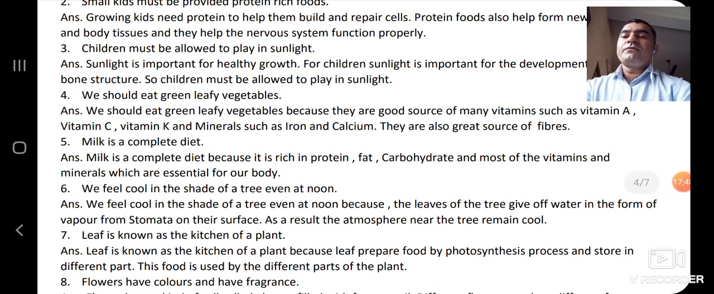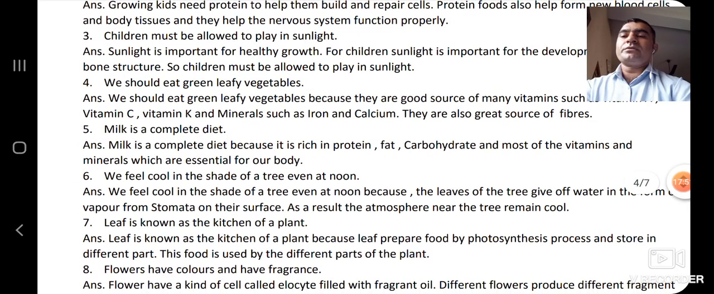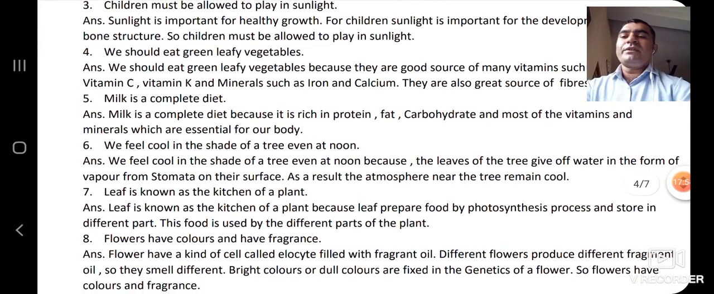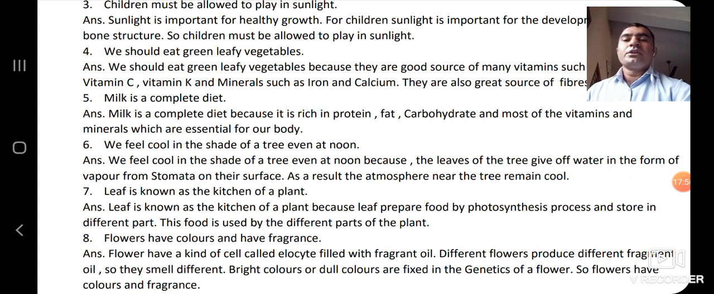The next question is, flowers have colors and have fragrance. Question number 8. See, flowers have a special cell called an elocyte cell, and it is filled with fragrant oil. Different flowers have different fragrant oil, so they smell differently. So different flowers smell differently because they have different fragrant oil. And colors, bright color and dull color, are in their genetics only.